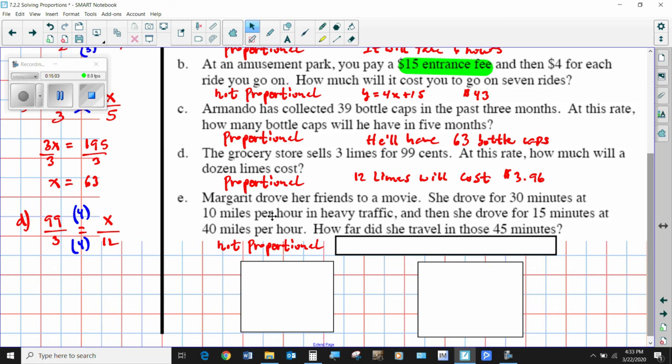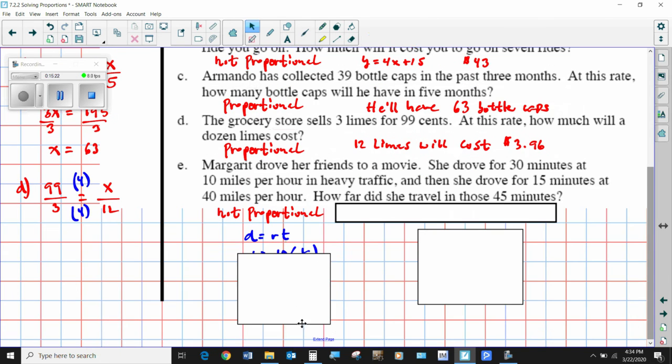Now for the last problem with Margaret. Whenever we're doing distance equals rate and time kind of problems, you got to have your unit of time matching up with your rate of speed time. And since it's 10 miles per hour, we're going to have to change 30 minutes to a number of hours, which is easy because 30 minutes is a half of an hour.